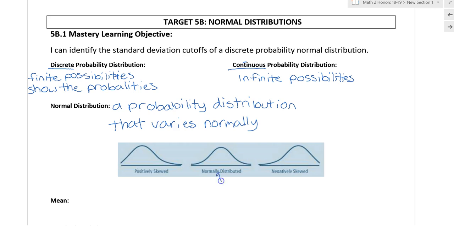So this is your normally distributed: most people in the middle, or most people near the mean, and then it tapers off. If it skews, that means it's not normal, like most people are clumped near the beginning or near the end. We're not going to look too much at skewing in this class, but if you take AP Stats, you'll look more at that.